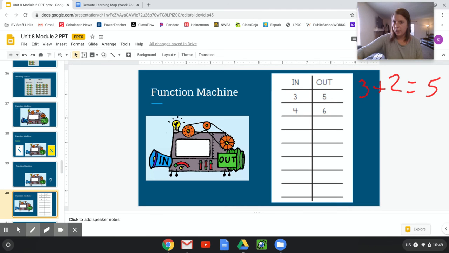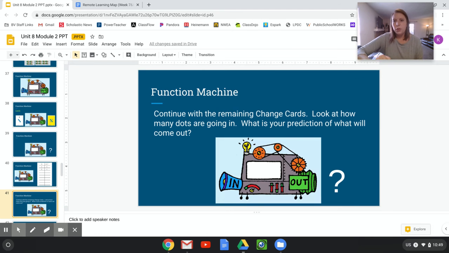Well, let's see what happens on the next one. 4. Now, again, it's getting bigger, so we're adding a number, and we end up with 6. 4, so you could count up, 5, 6. How many did I just add? 2. So right now we only have 2 examples, but what is the pattern so far? When it goes in the function machine, it looks like we're adding 2 every time. Let's see.